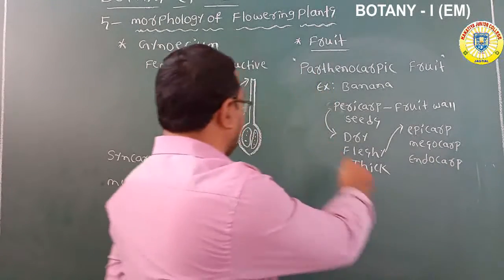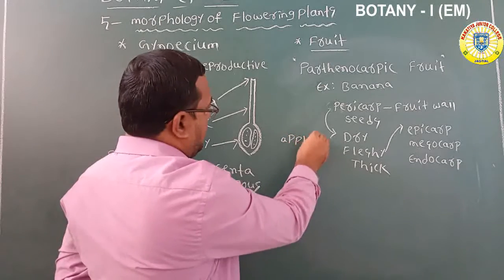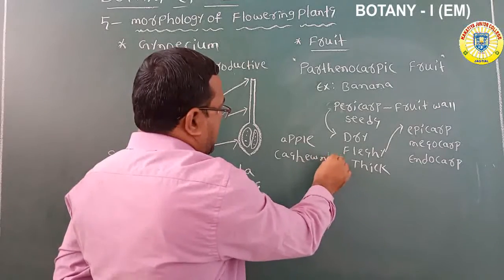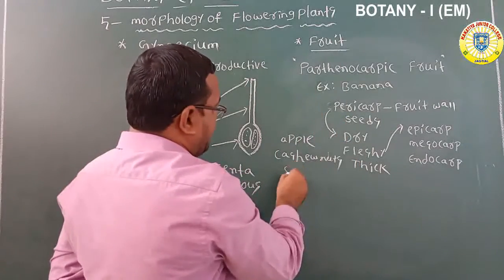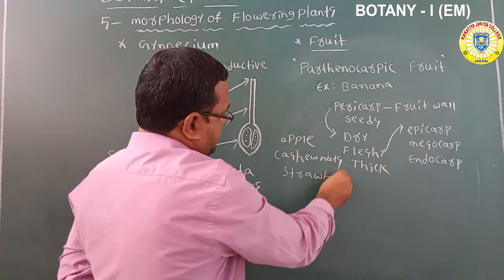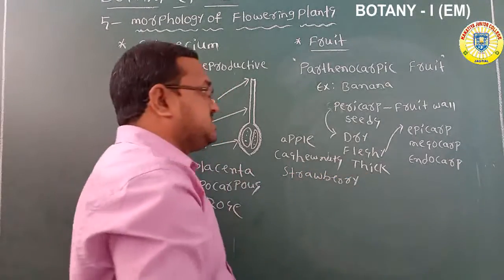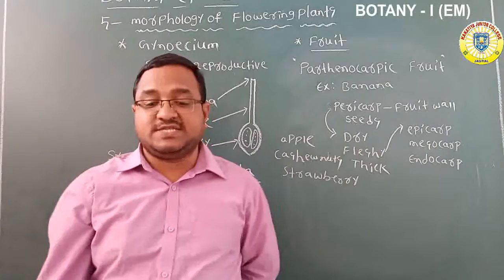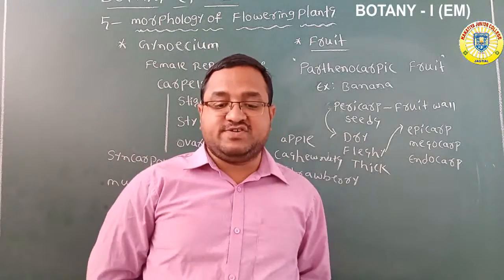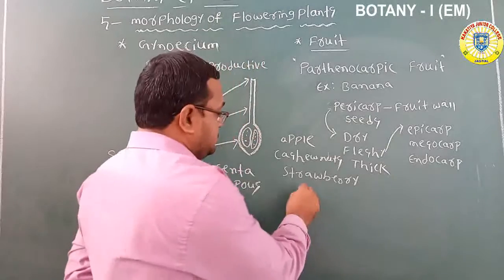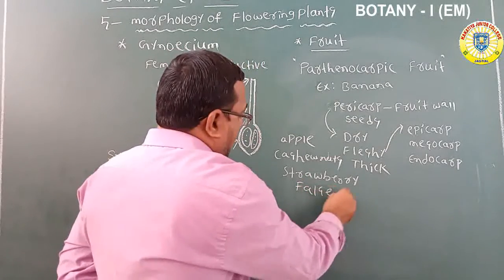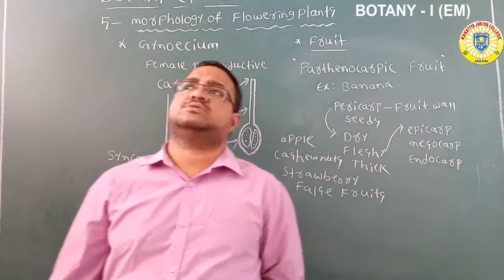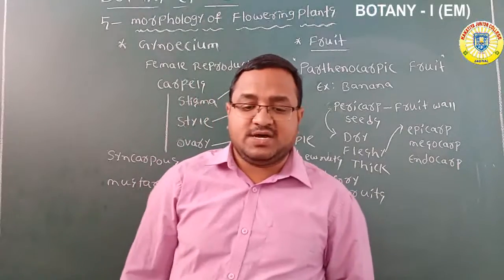Thalamus means pedicel. The thalamus contributes to fruit formation. The thalamus changes into fruit. Generally all the floral parts are removed except the ovary, except the gynoecium. But in some plants, especially apple, cashew nuts, and strawberry, the thalamus contributes to fruit formation. Such fruits are called false fruits. Best examples: apple, strawberry, and cashew nuts.